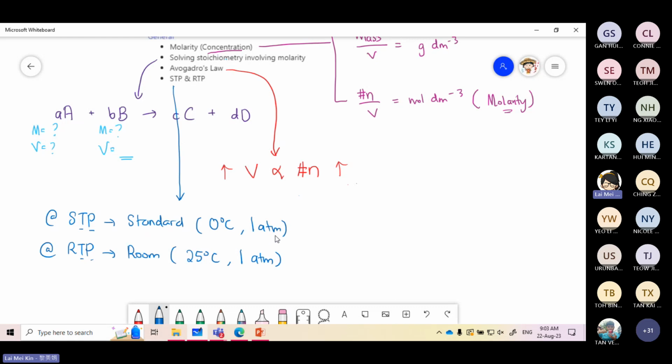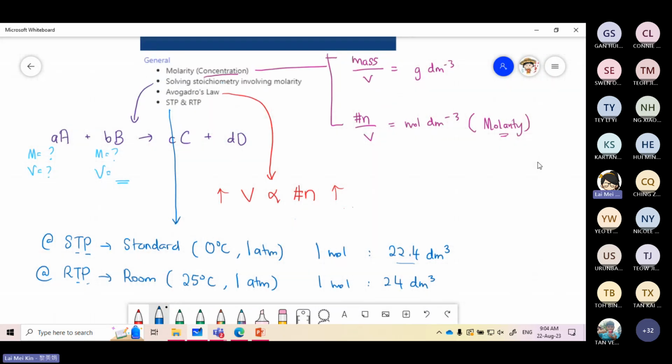What do STP and RTP say? STP, what does it say? 1 mole of any gas, if the gas is at STP, under standard temperature and pressure, that 1 mole of gas will always occupy 22.4 decimeter cube of volume. What about RTP? 1 mole of any gas at room temperature and pressure will always occupy 24 decimeter cube. All right? Anything you want to clarify? Any questions? Good. Let's proceed to today's lecture.